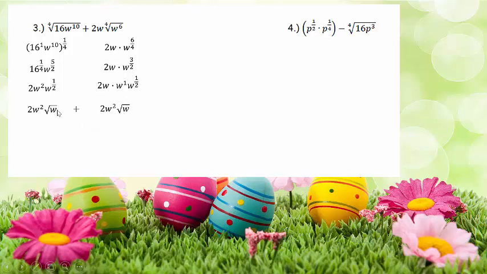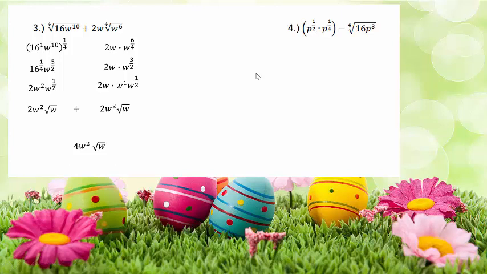And you just want to be very careful when you're adding. We only add the numbers in front. These are both w squared root w terms. So we have two groups of w squared root w plus another two groups of w squared root w. So that makes 4 groups of w squared root w's. So just be very careful when you're adding. Only the number in front changes. The exponents, the radicands, they don't change at all.